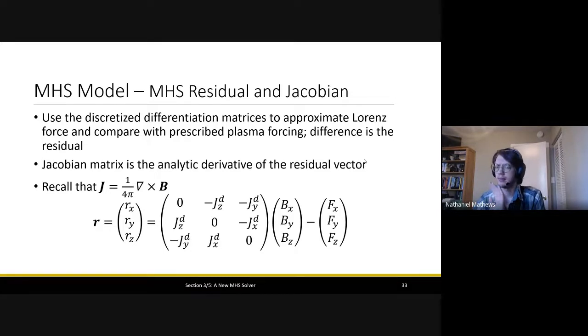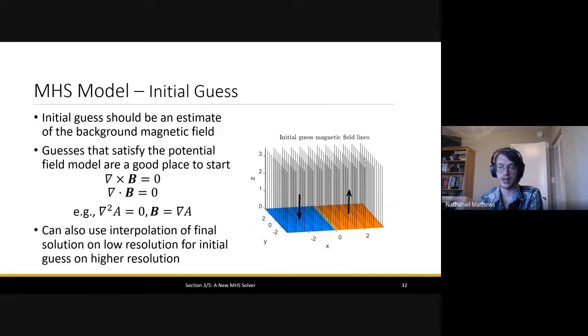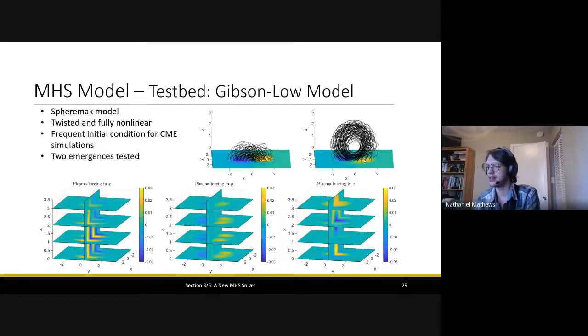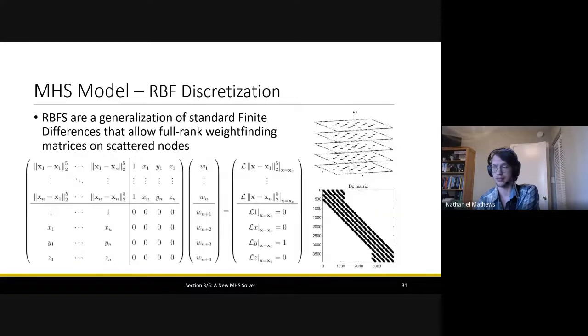But anyway, the magnetohydrostatic solver, like I said, basically the way it works is it computes how out of balance your initial gas field is. This is going to be highly out of balance, right? Because there's no information in these vertical field lines about the plasma forcing from Gibson-Low. So the plasma forcing is going to be pretty strong, and the potential magnetic field forcing is 0.